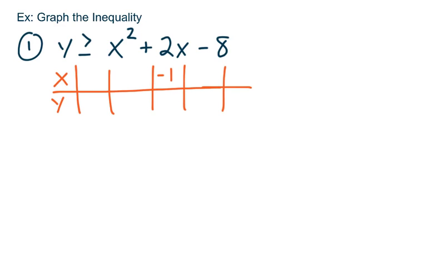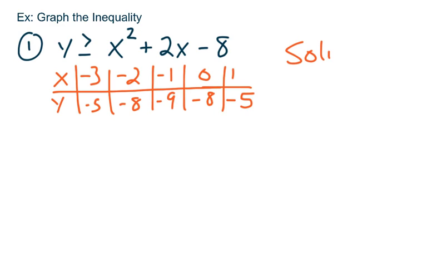The vertex here is at -1, -9, and then we'll have 0, 1, -2, -3. -5 is the y value under -3, -8 is under -2, and we have that axis of symmetry and reflection. So we've got -5, -8, -9, -8, and -5 across the bottom. This is going to be a solid parabola because we have this or equal to part.